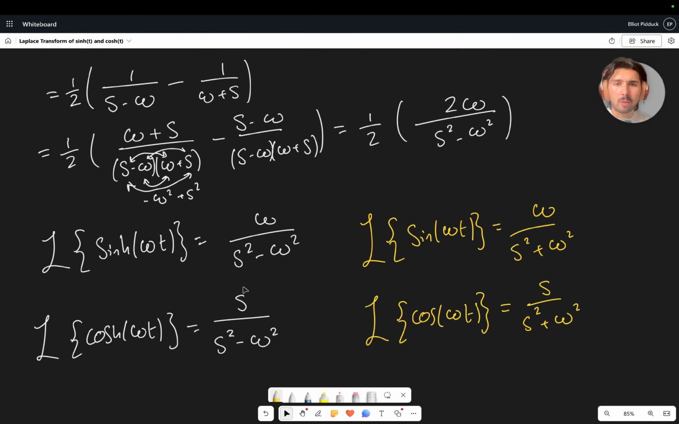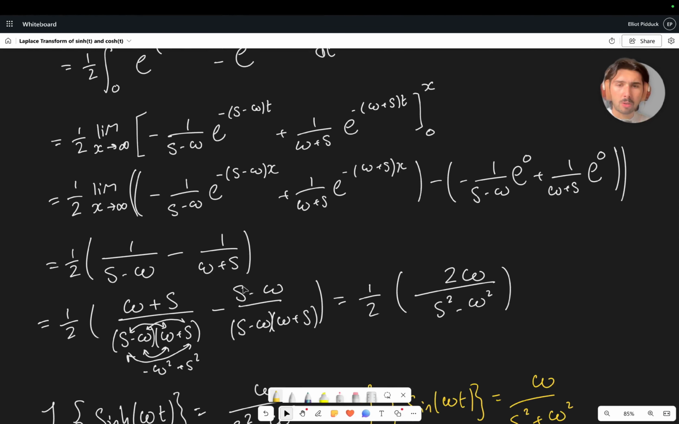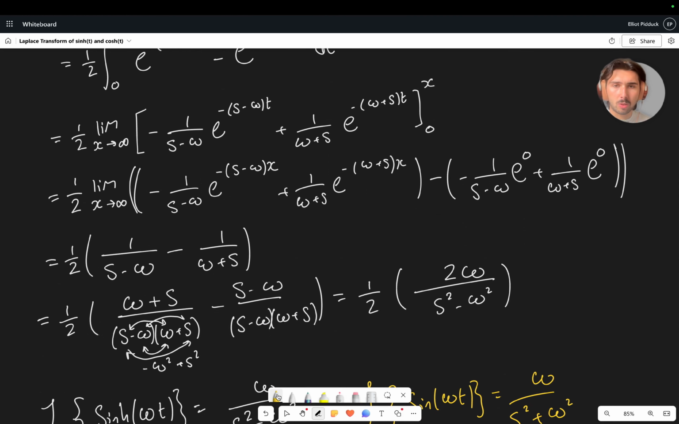Now, earlier I said we're going to make a very bold assumption up here. If we navigate back up to the working out, we could only go from this line to this line if something very, very specific was the case. We needed s minus omega to be a positive number, and omega plus s needed to be a positive number as well, because those are in the powers and there's already a minus sign on the outside. So they needed to be positive.